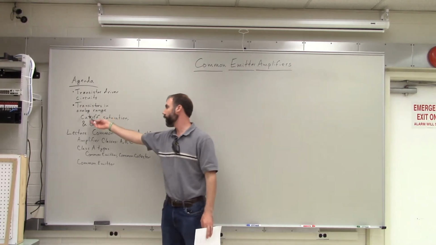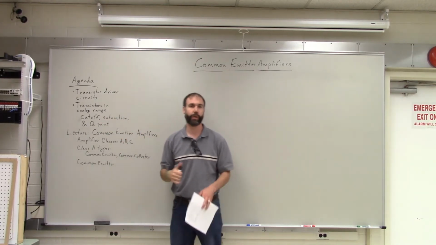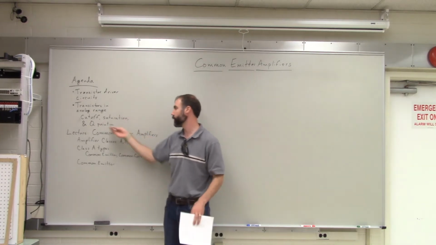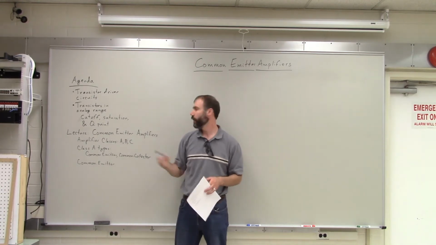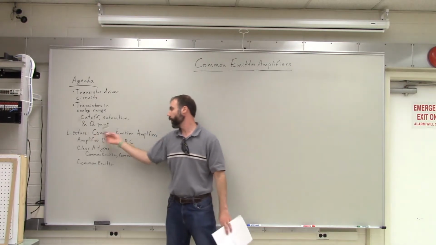So we're going to talk about the cutoff situation where no current was flowing through the transistor. We're going to talk about saturation, where the transistor acted almost like a wire. And we're going to talk about the Q point. And then we're going to go on to the lecture.